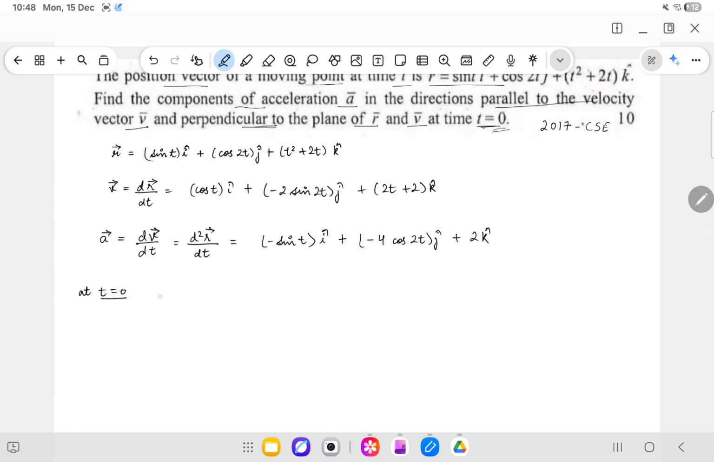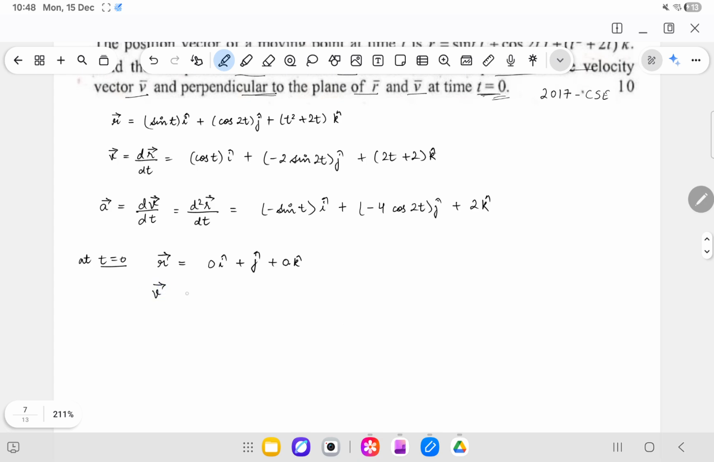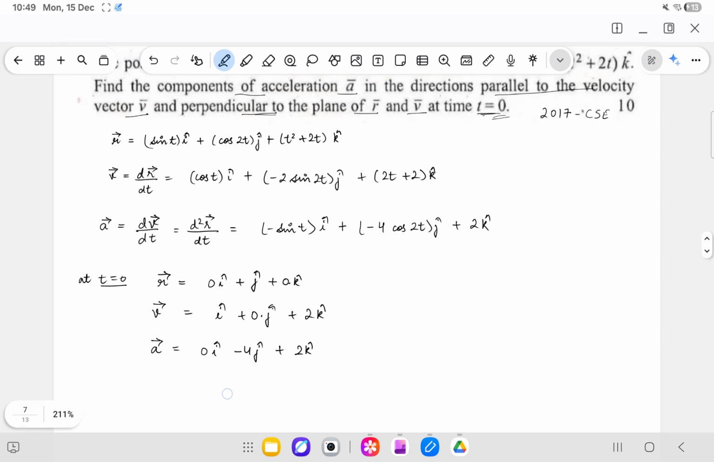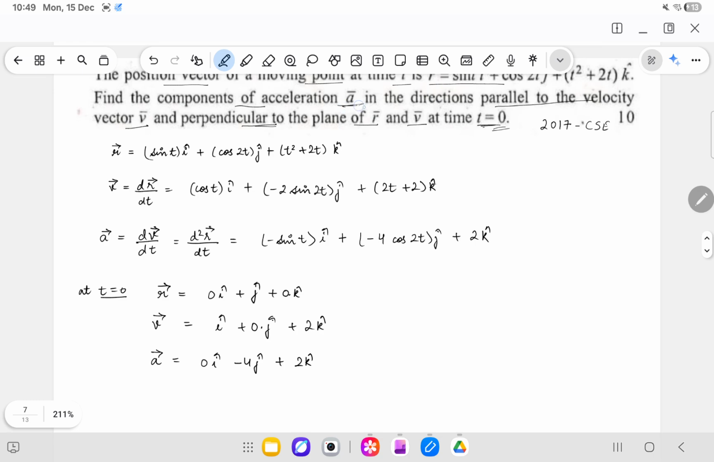So at t equals 0, the position vector will be 0 i cap plus j cap plus 0 k cap. Likewise, the velocity vector at time t equals 0 will be i cap plus 0 j cap plus 2 k cap, and the acceleration vector will be 0 i cap minus 4 j cap plus 2 k cap. So this is the velocity, position and acceleration vector at time t equals 0. So first we are supposed to evaluate acceleration in the direction parallel to the velocity vector.